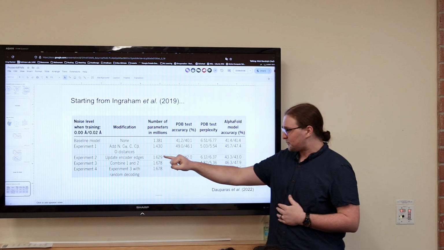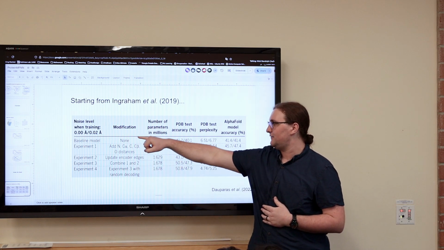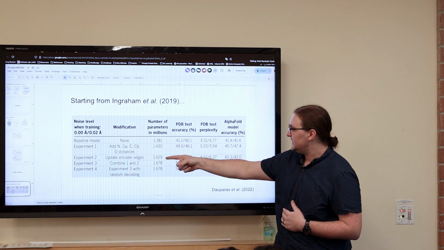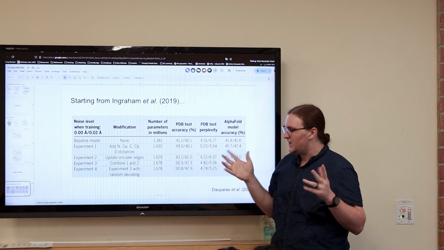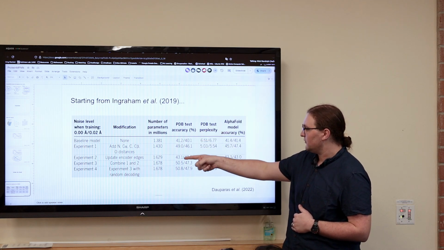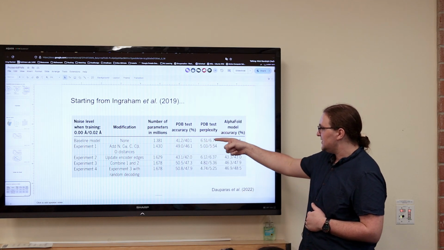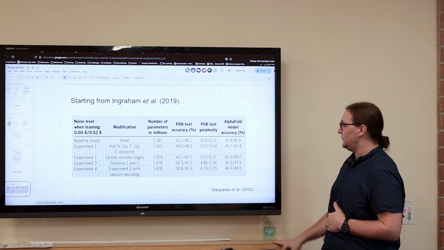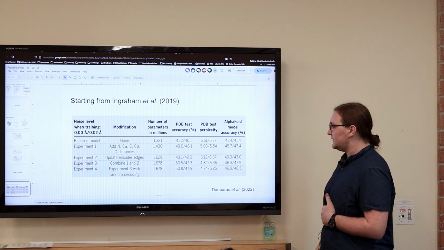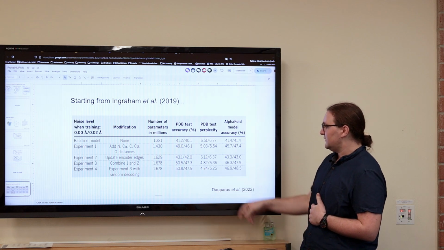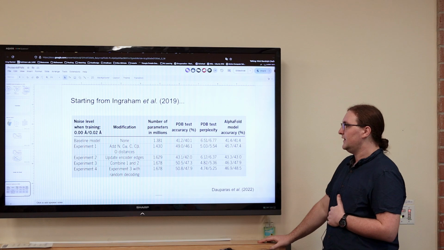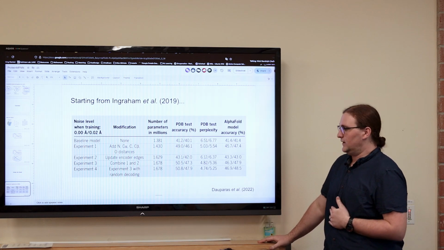This is actually an addition off of the baseline model, not off of experiment 1. And it adds a lot of parameters. A lot is relative, but it also improves the PDB accuracy by about 2%, with a decrease in perplexity and an increase in AlphaFold accuracy. By combining these two, experiments 1 and 2, there are even more improvements. We now jump over 50%, below 5, and above 46%. And then they implemented the random decoding.